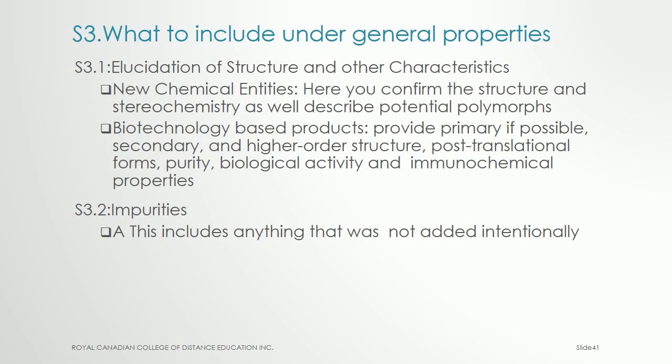What to include under general properties. Elucidation of structure and other characteristics. New chemical entities: here you confirm the structure and stereochemistry and describe potential polymorphs. Biotechnology-based products: provide primary if possible, secondary, and higher-order structure, post-translational forms, purity, biological activity and immunochemical properties.